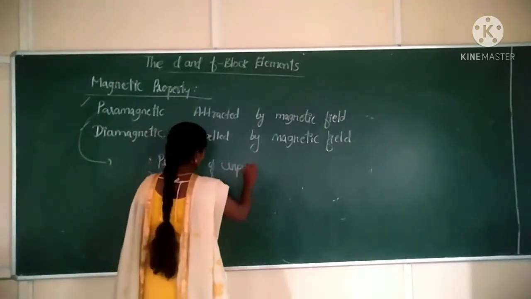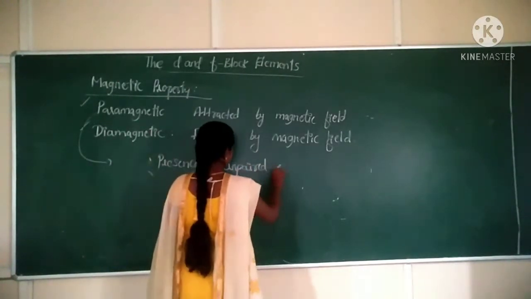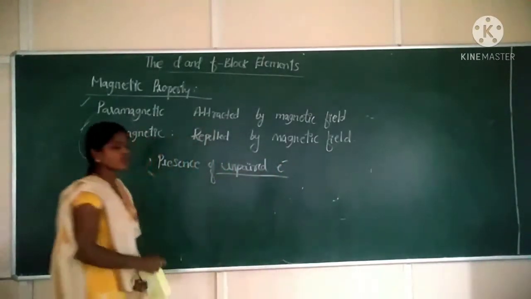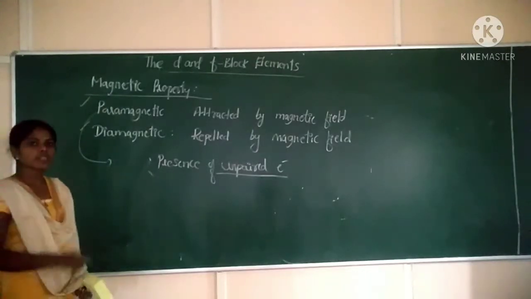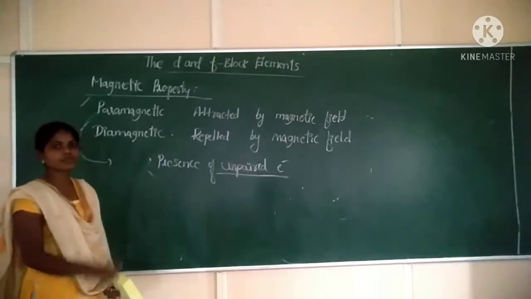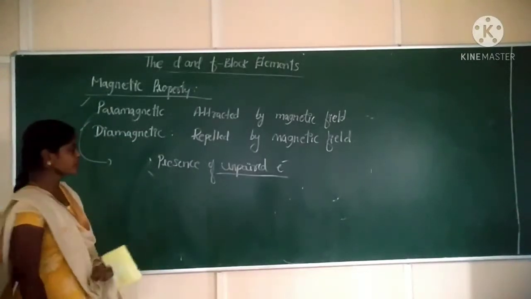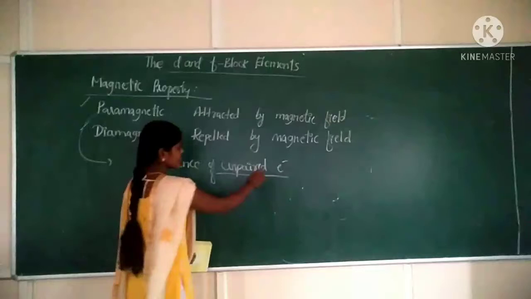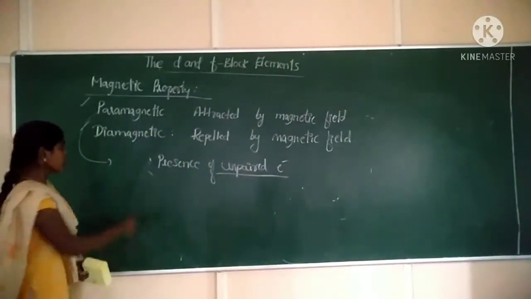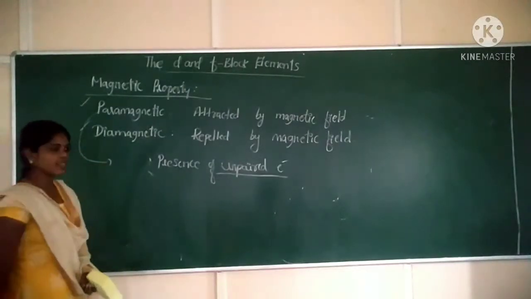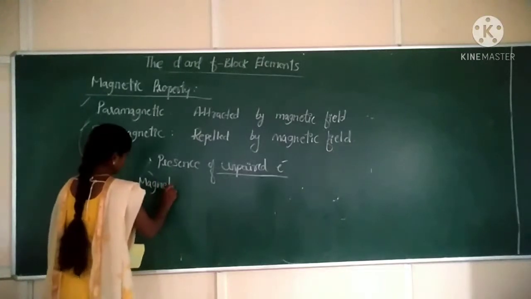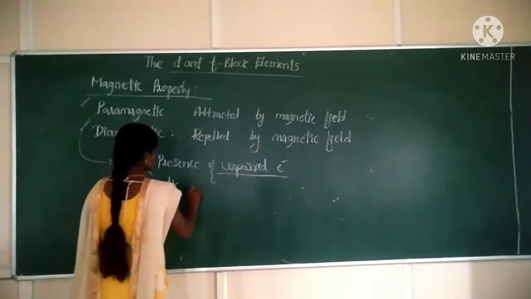The substances which have unpaired electrons will show paramagnetism. Substances which have unpaired electrons, at least there should be one electron, a minimum of one unpaired electron, will show paramagnetism. We have one formula to find the paramagnetism. That is the magnetic moment.